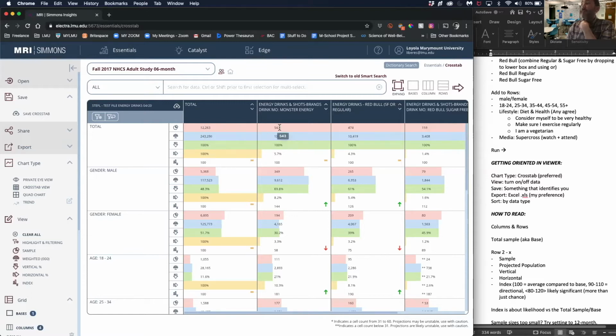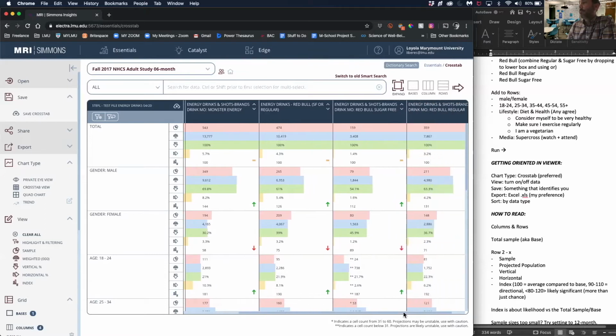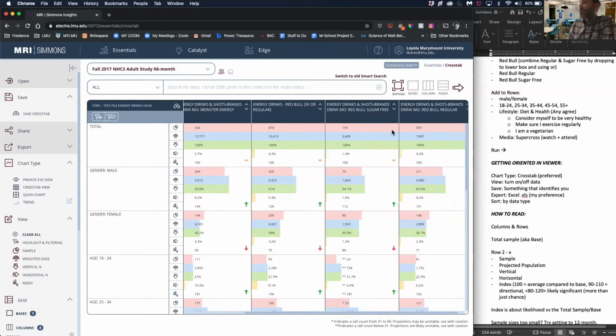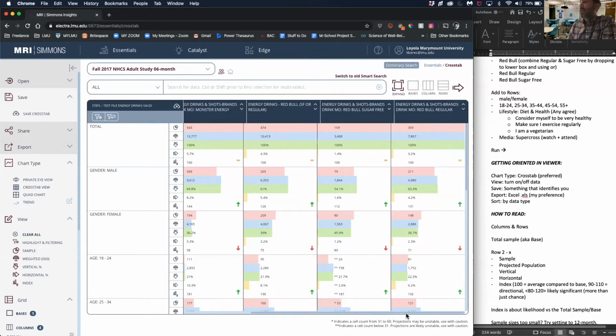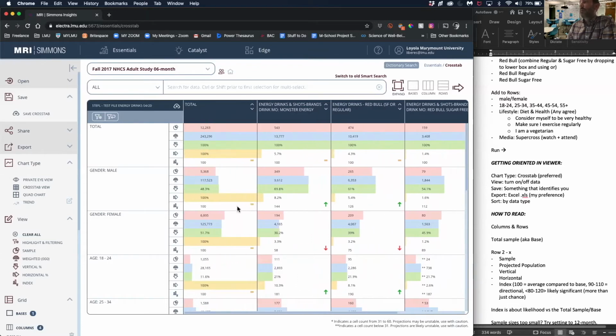The number of people in this study who drink Monster Energy is 543. That's this first variable right here. This is sample, this top one. 474 people drank any Red Bull. 159 drank sugar-free. 359 drank Red Bull regular.